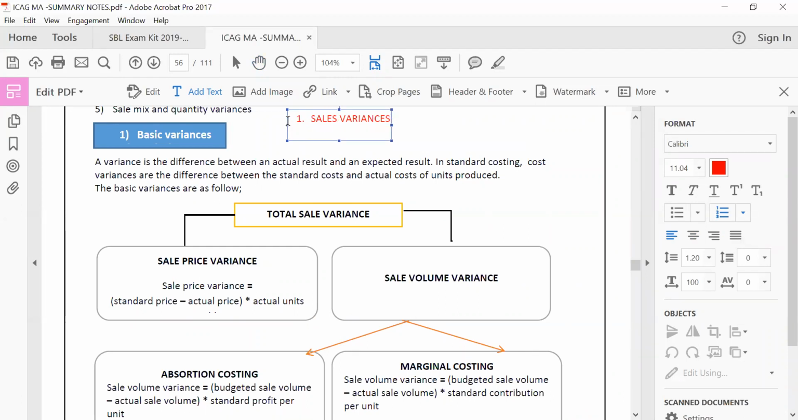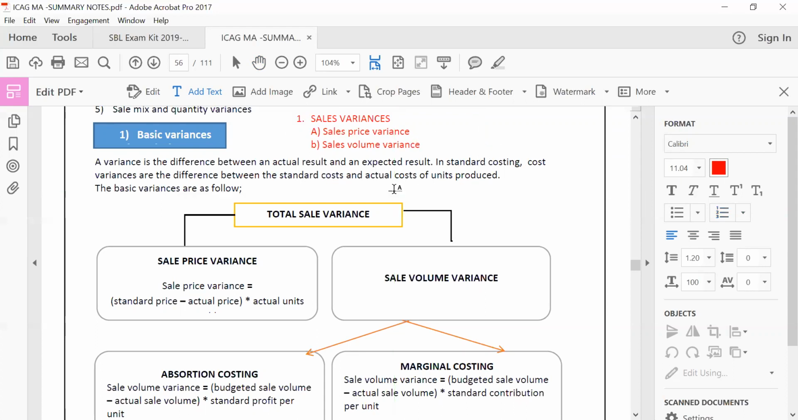Let me just make it A. We have sales price variance. We have the second one as sales volume variance. So the first one is sales price variance. The second one is sales volume variance.